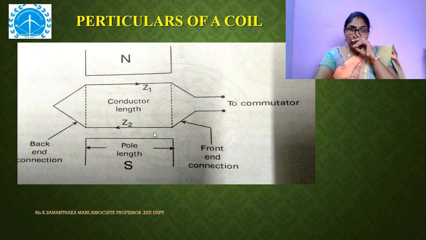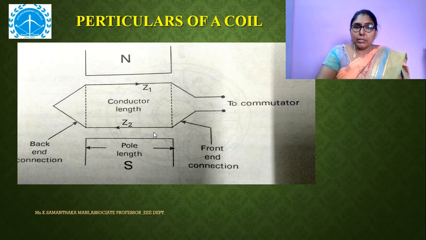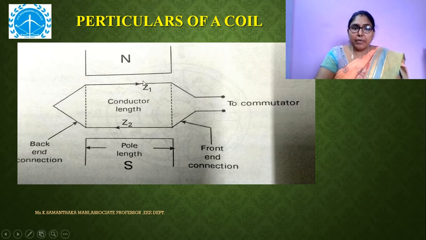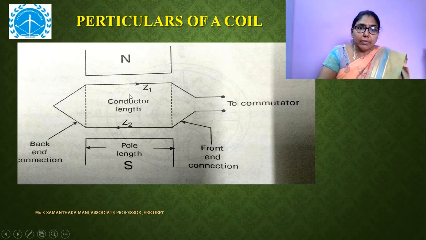Next, we should know the particulars of a coil so that based on this you can understand the other terminology of armature winding. Here, if you consider this is the north pole and this is the south pole, in between the north and south pole we are placing one turn here. So what is the length? The length of the conductor is the actual length of the conductor, from the size of the pole here.